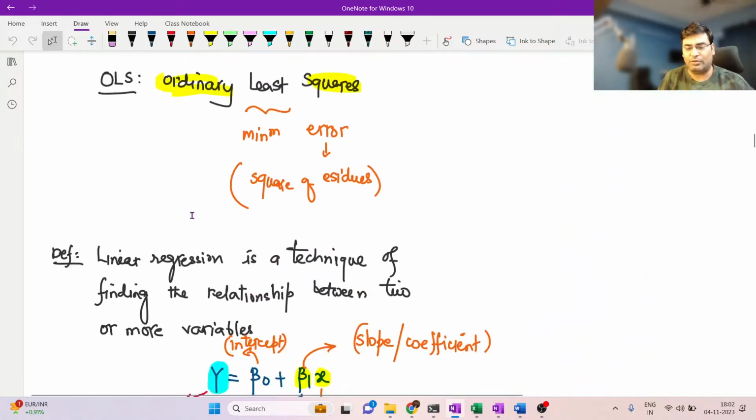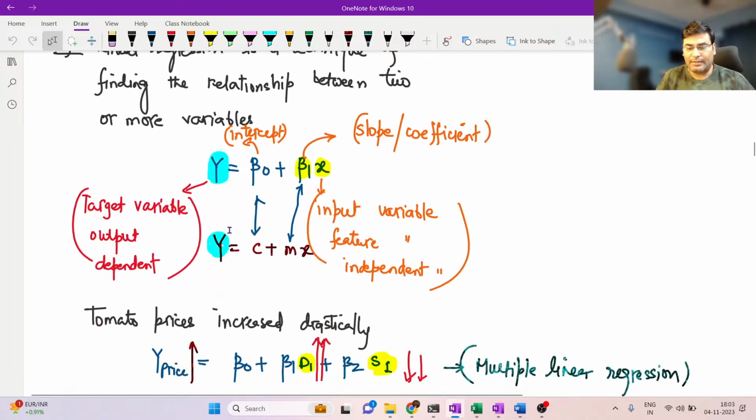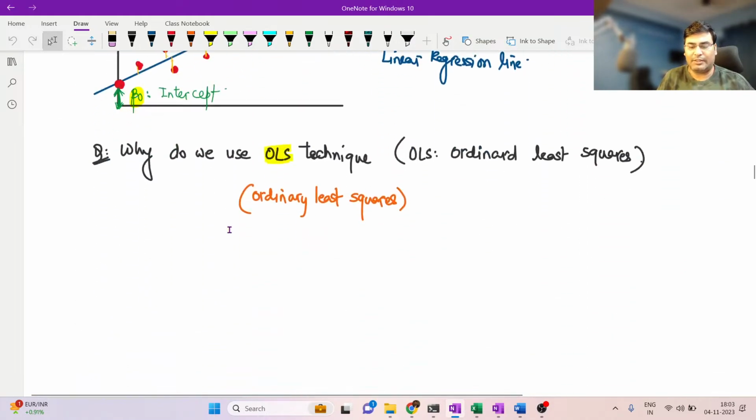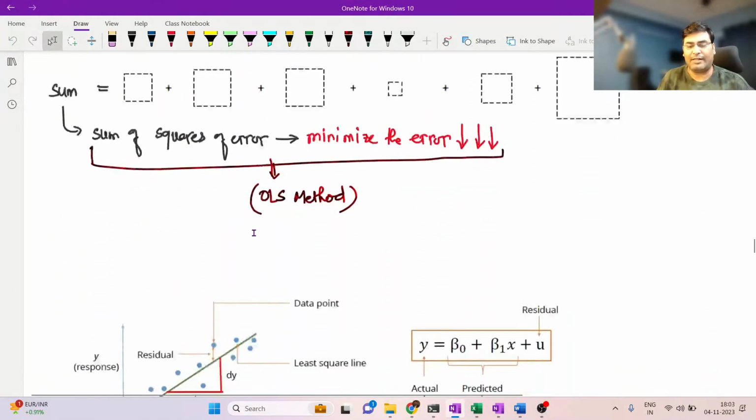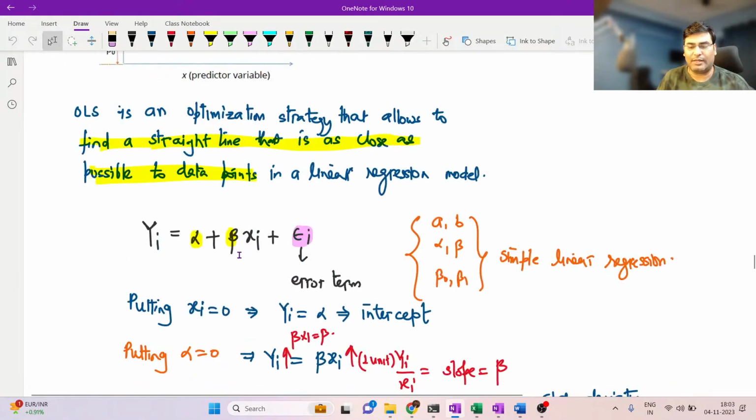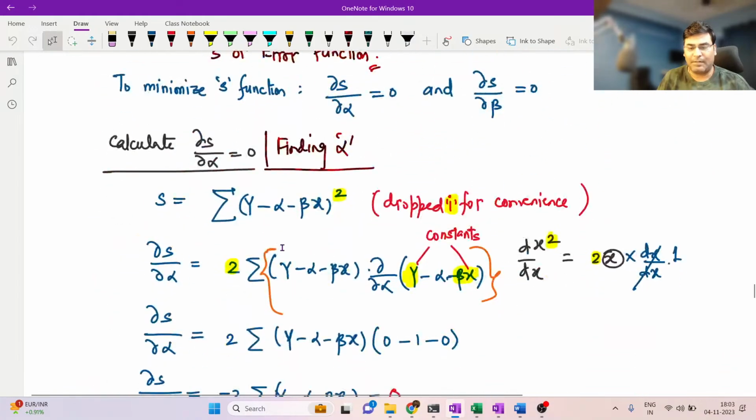And then we got into the mechanism behind minimizing the residues, and there we introduced OLS, which is the very famous ordinary least square method. This is one of the techniques that we use to minimize the sum of square errors and get the best fit line. Then we got into the derivation of it, how we can derive beta naught and beta 1, as you can see on the screen.